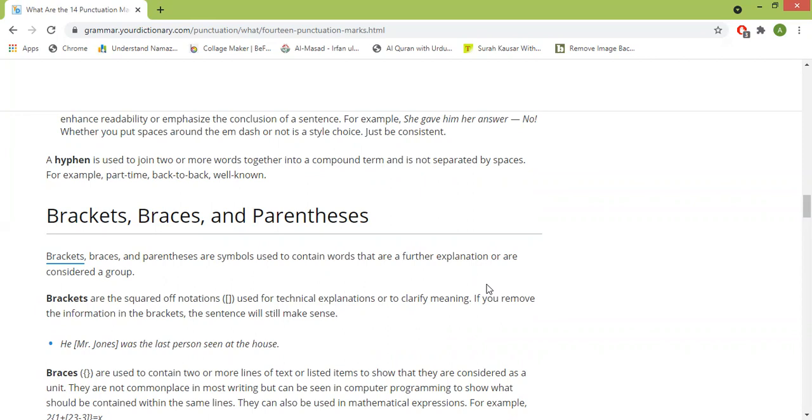Well-known. Well has a different meaning and known has a different meaning. When these two words are joined together, they make a compound word, meaning a word having a different meaning from the words when they were used separately. So these are compound words, and in compound words we use a hyphen without the use of any space. Got it, everyone?